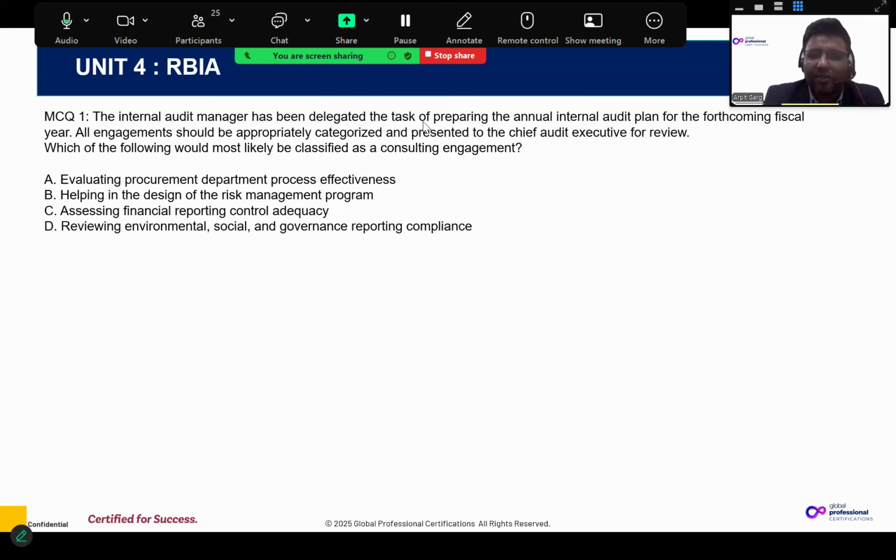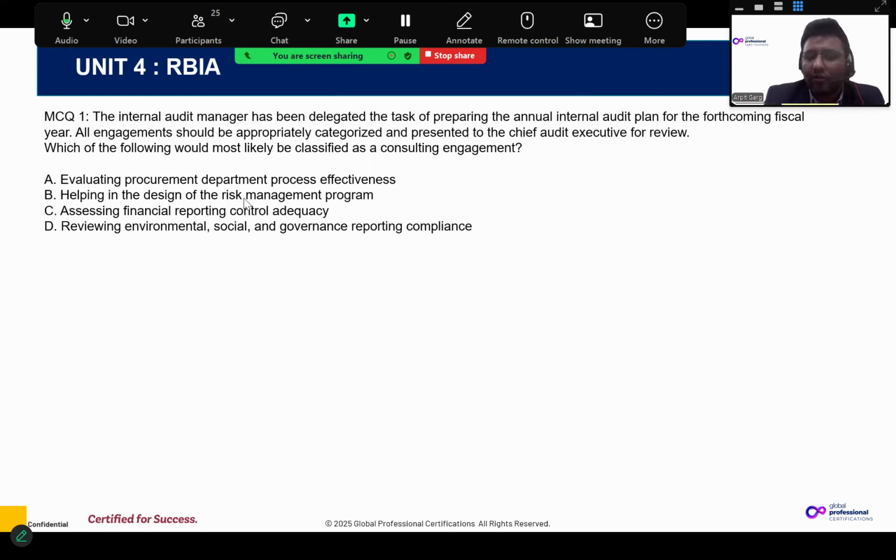The audit manager has been delegated the task of preparing the annual audit plan for the forthcoming fiscal year. All engagements should be appropriately characterized and presented to the CAE for review. Which of the following would likely be classified as a consulting engagement? Evaluating the procurement department process, helping in design of the risk management program, assessing financial reporting, or reviewing ESG. What do you think? People, which one is evaluating, assessing, reviewing? Are these consulting engagements or assurance? Assurance. These are all assurance.